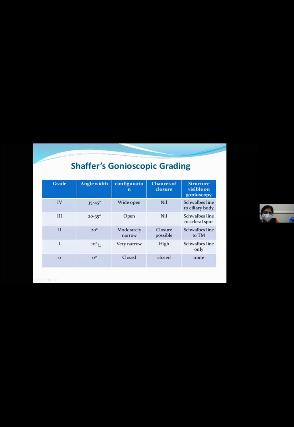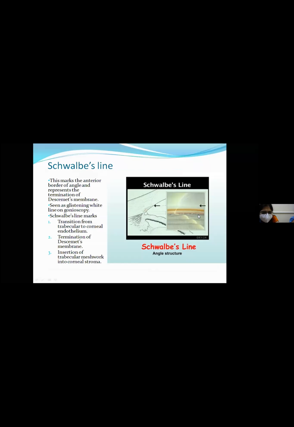Then coming to Schwalbe's line, this marks the anterior border of the angle and represents the termination of Descemet's membrane of the cornea. On gonioscopy, it is seen as a glistening white line. So the Schwalbe's line marks the transition from trabecular to corneal endothelium. It also marks the termination of Descemet's membrane of the cornea and insertion of trabecular meshwork into the corneal stroma.